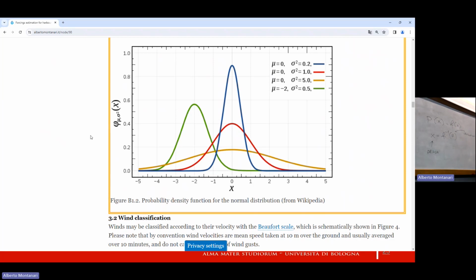Actually, very often, the legislation doesn't give us probability. The legislation gives us the return period, typically in years. So they say wave height with T equal 100, which means you have to design for a wave height with a return period of 100 years.